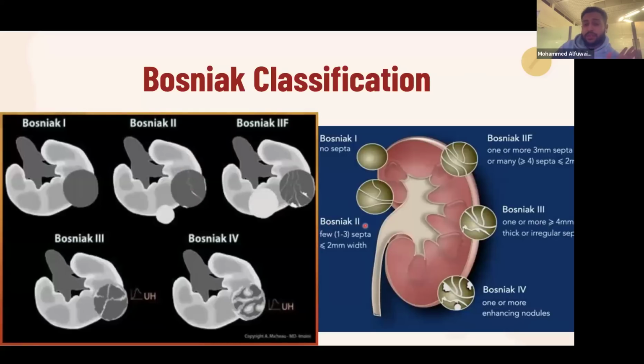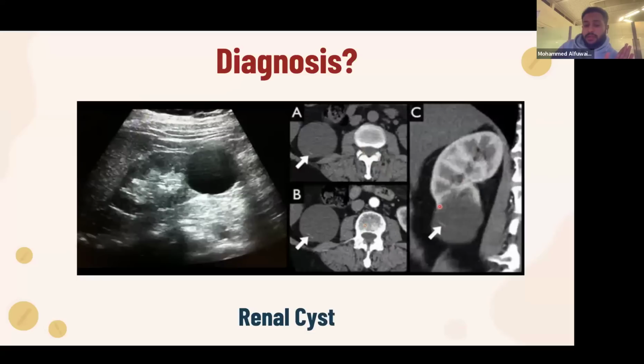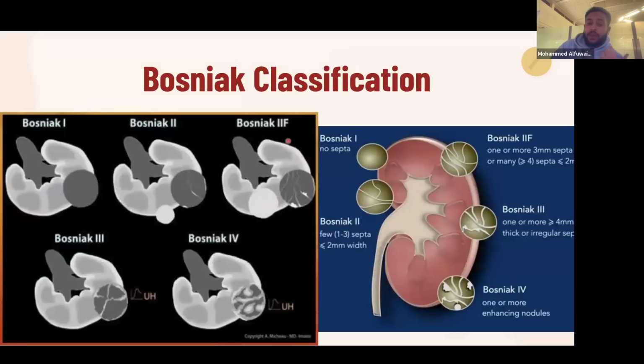Bosniak 2 is when you have few septations, okay, that are very thin. So this is Bosniak 2. This patient over here, what do you suspect this Bosniak classification to be? 2. Simple, okay? Bosniak 2F has one or more septations, but these septations are larger than 3 millimeters in width. So it's a lot thicker septations, okay? Bosniak 3 is huge irregular septations, okay? Huge being more than 4 millimeters.